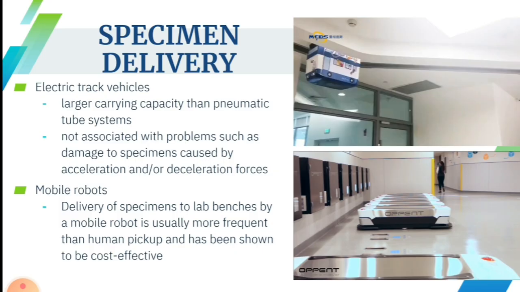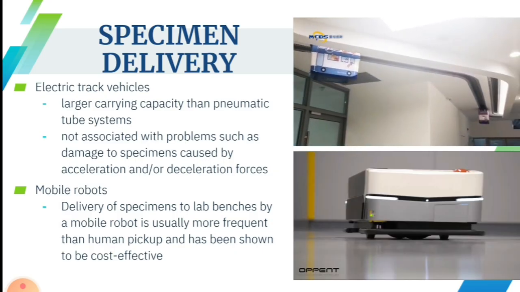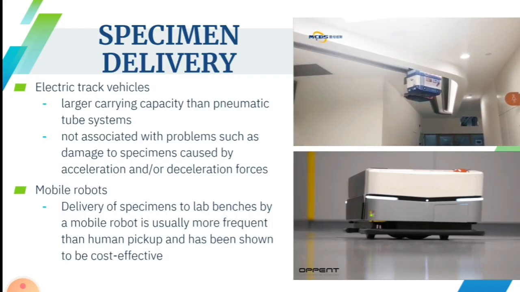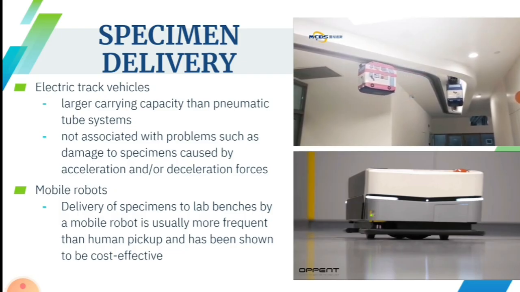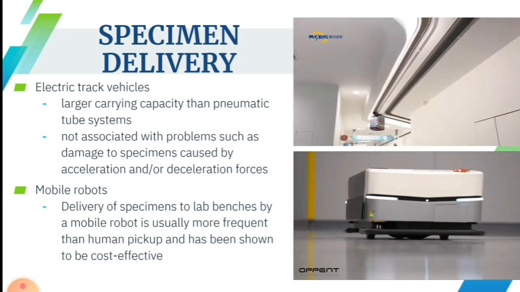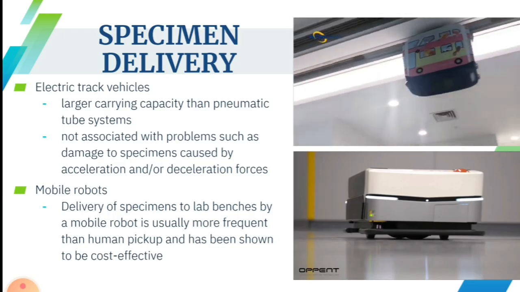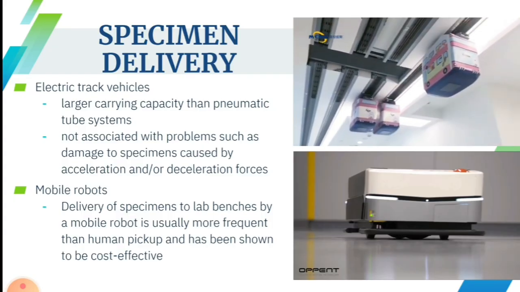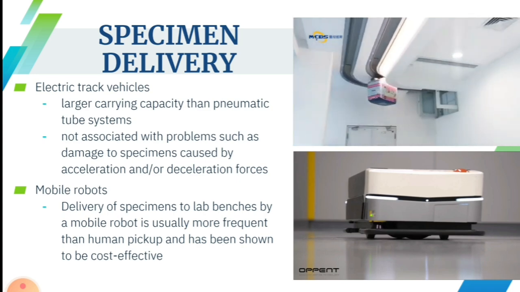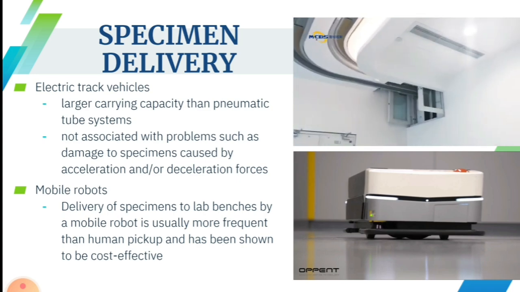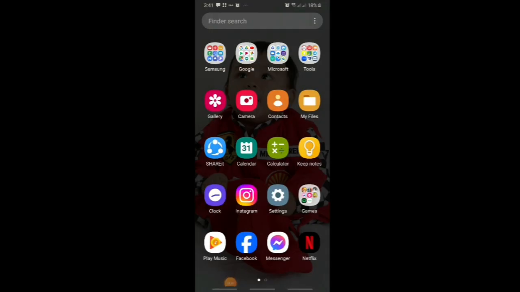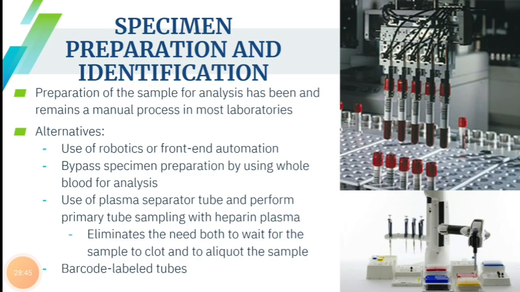That's our mobile robots, and this one is our electric track vehicles. It looks like a cable car. It moves swiftly on the ceiling. And just like that, that's how it works. Okay, sorry, so now to continue.